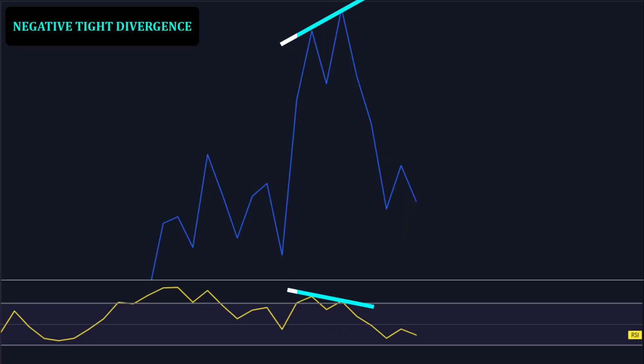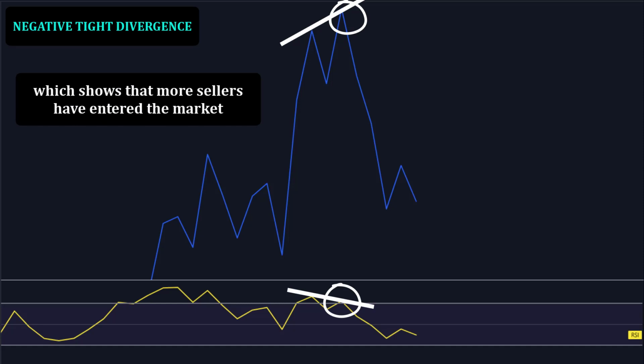Now you can see the divergence that formed on this line chart because the price made a higher high and RSI made a lower high, which shows that more sellers have entered the market. Then the price reversed and started a downward movement. Let's switch back to the candlestick chart.